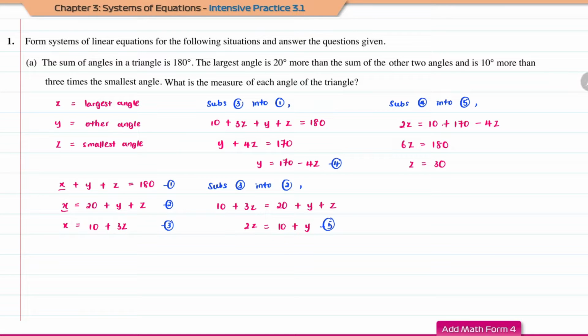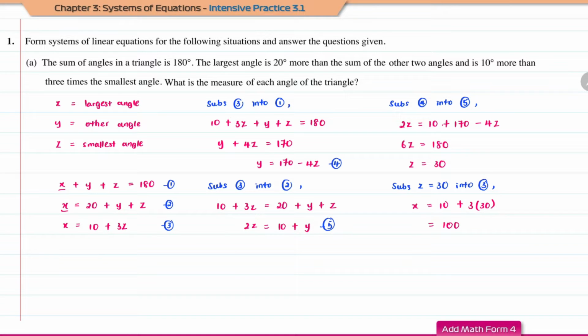Next, I'm going to substitute Z equal to 30 into equation number 3 in order for us to find the value of X. So equation 3 is X equal to 10 plus 3Z. The Z is 30, so therefore it's going to be 10 plus 90. In total I will have 100 for X.